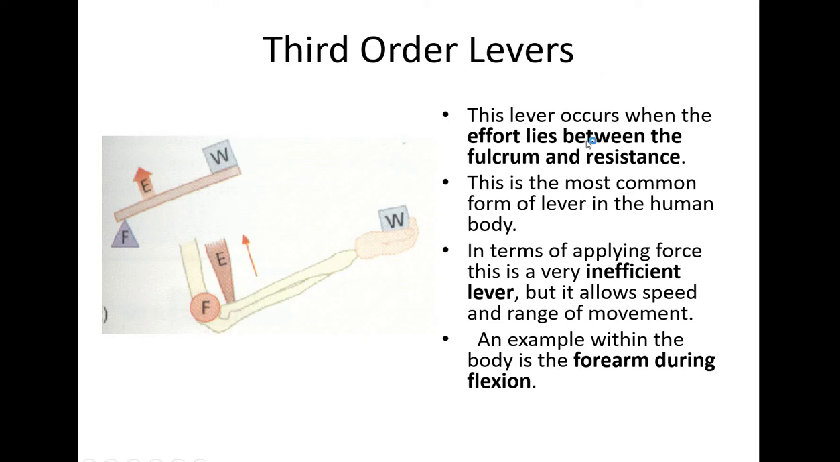Now third class levers are the most common form of lever in the human body, and this occurs when the effort lies between the fulcrum and the resistance. So the effort's in the middle, and you can see here the fulcrum's the elbow joint, the effort is the bicep attached to the forearm here, and then you've got your weight, whatever you're carrying, or just the weight of your forearm is your load. Now in terms of applying force, it is a very inefficient lever, but it does allow greater speed and range of movement.